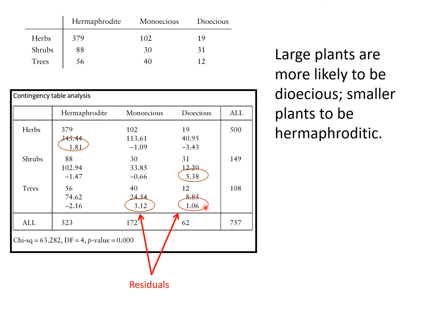So we could conclude here, especially since we already know that the difference is significant, that larger plants like shrubs and trees are more likely to be dioecious, and smaller plants are more likely to be hermaphroditic. If we want to be exact, though, we'd also say larger plant species and smaller plant species, because remember, that value there, that count, is the number of species.